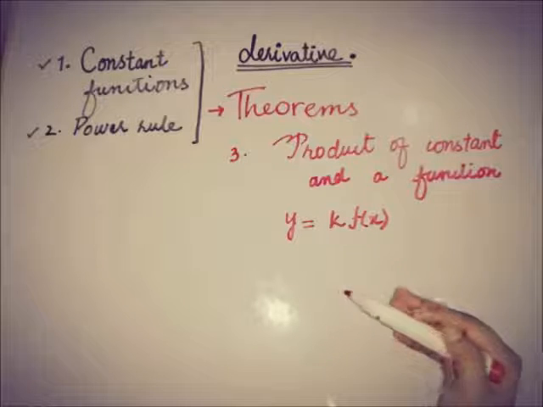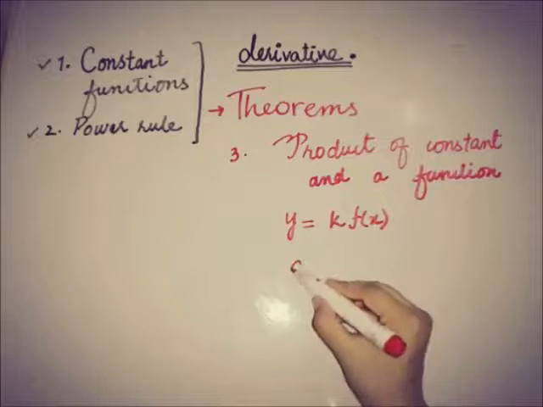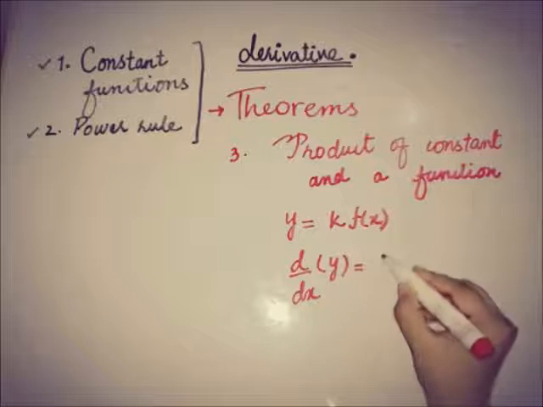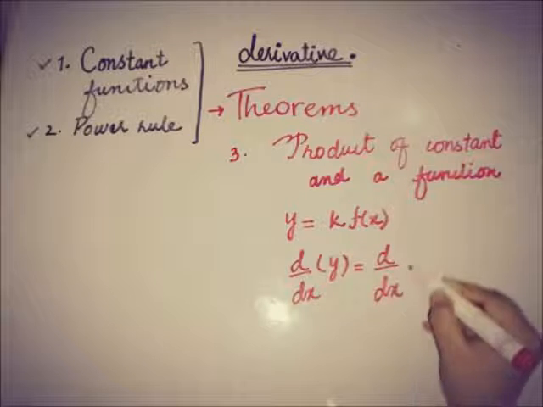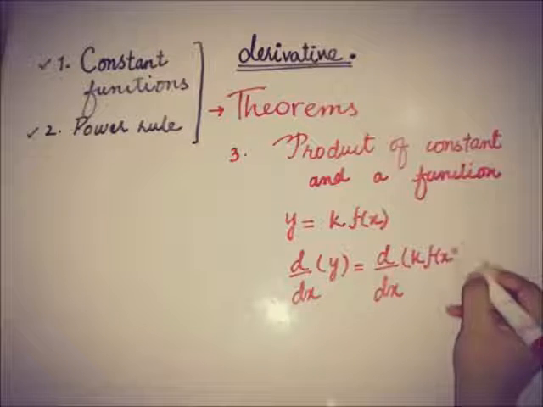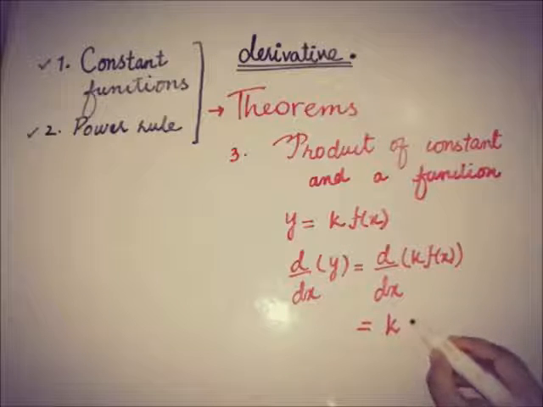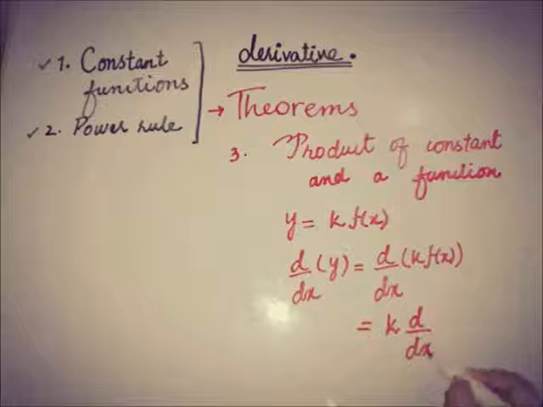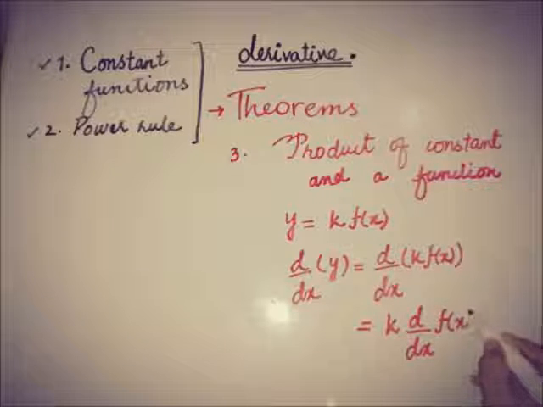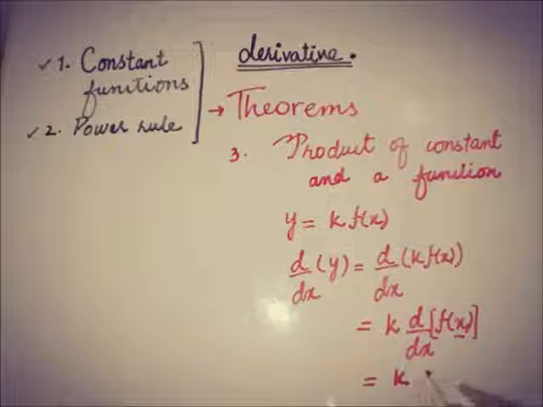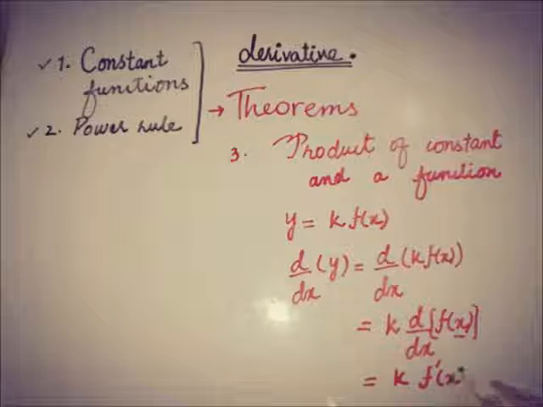So according to the theorem, the derivative of such functions should be like this: the constant comes out, and d by dx is applied only to the function that depends upon x. And we can write f dash of x.